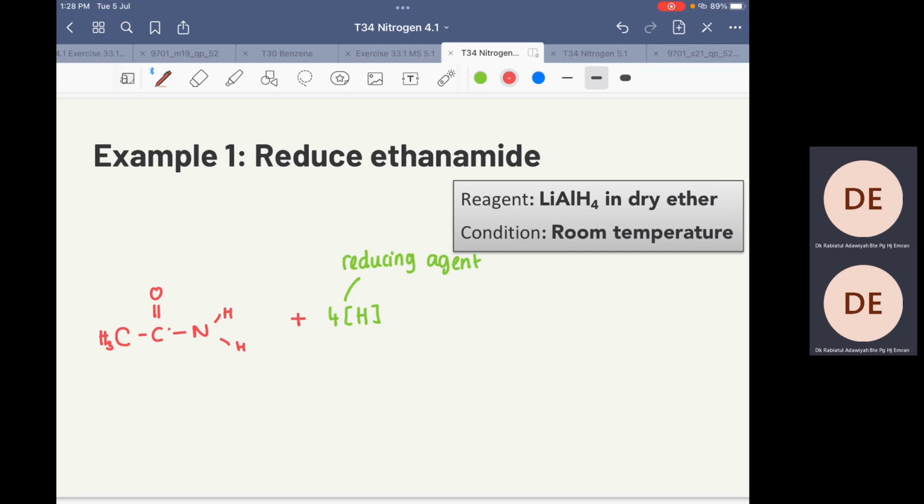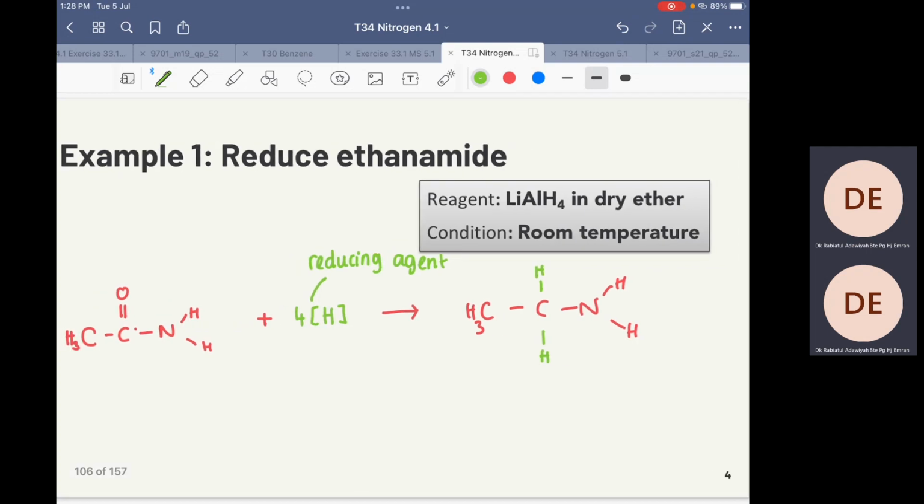And then what happens? The learning objective just now says that the C double bond O is reduced, while the NH2 group doesn't change. Okay, that's already saturated. That means it can no longer accept any more hydrogen, but the C double bond O is unsaturated. The double bond will break and you will lose the oxygen. That's what reduction is. You gain hydrogen, you lose oxygen. And of course, the oxygen that you lose is not just randomly lost as O. You produce water.